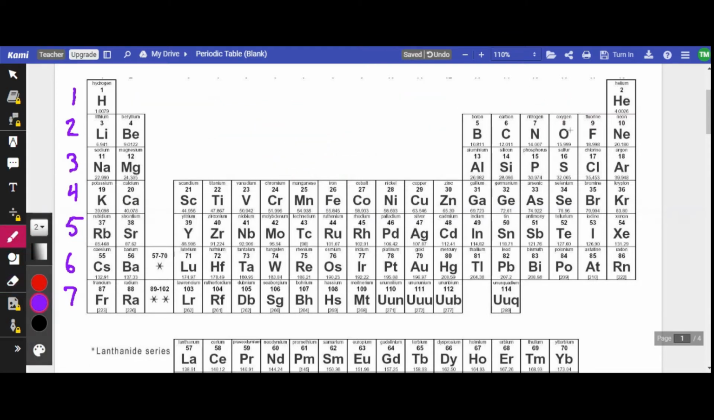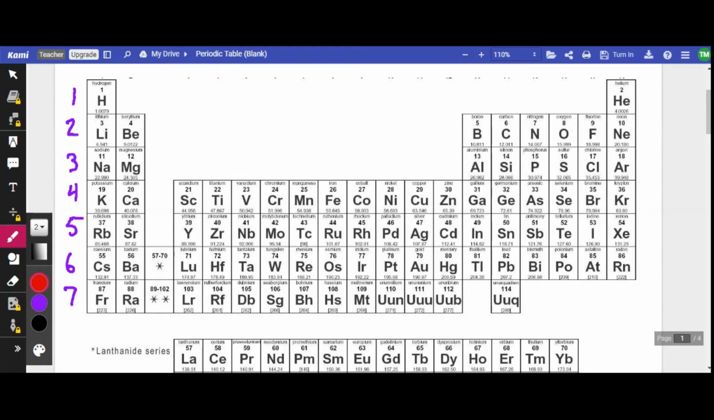Okay, so we have 7 rows on the periodic table. We also have 7 energy levels in the electron cloud of an atom. So these are actually going to be a good sign for what our energy level is going to be. Anything in the first row of the periodic table, going across like this, is going to end with an electron in the first energy level. Something in the second row will end with something in the second energy level, and then the third energy level, and then the fourth, and the fifth, and the sixth, and the seventh.